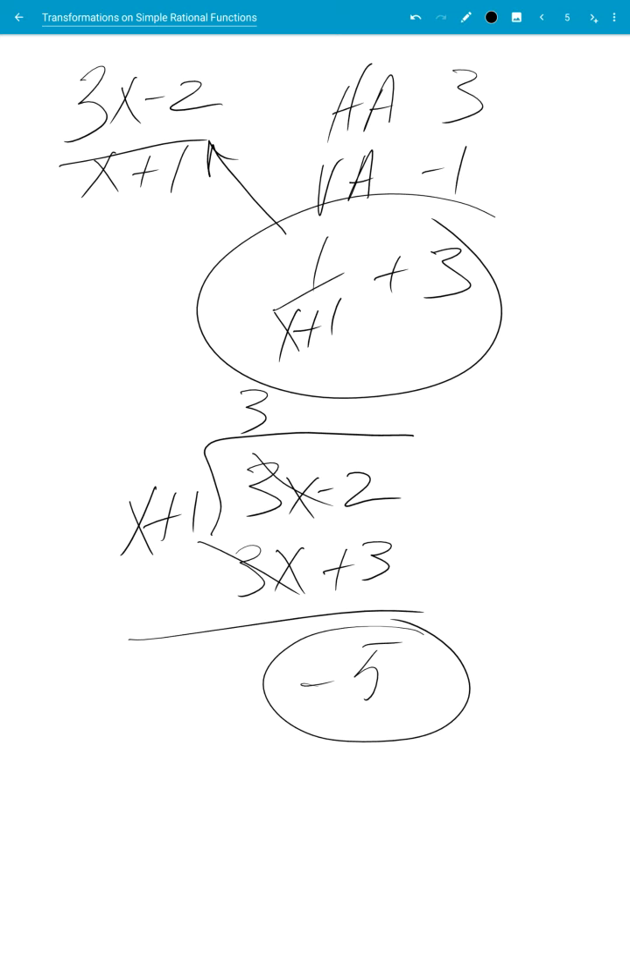So I would expect the quotient here and not the remainder here to give me the stretch factor, but oddly enough, it's the remainder that gives you, not only will it give you the scale factor, but it'll also tell you whether or not it's been reflected.